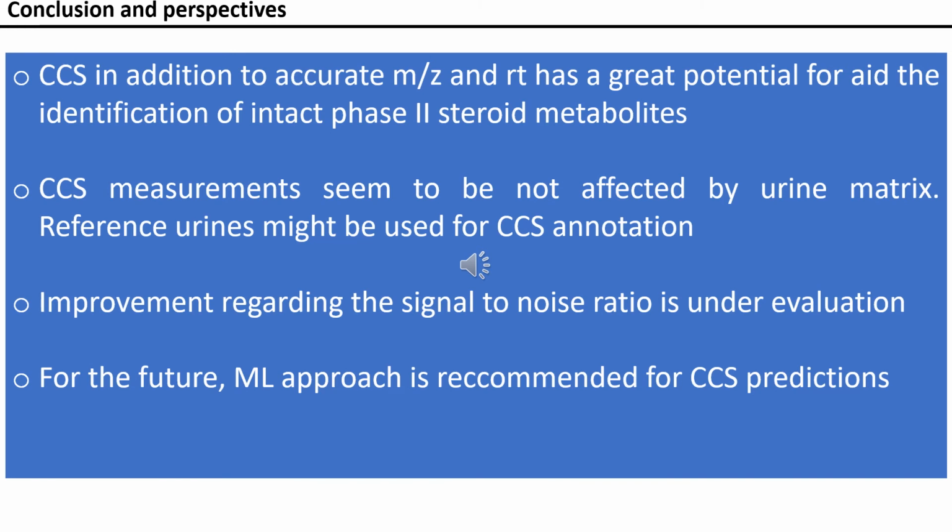As conclusion, these results show that using CCS as a molecular descriptor in addition to accurate mass and retention time has great potential for identifying the intact steroid phase 2 metabolites. The preliminary results show the possibility to use excretion urine samples as a surrogate to determine CCS with reasonable accuracy for those cases when reference material is not commercially available. We are evaluating at this moment the supposed benefit of ion mobility in the sensitivity parameter. For target analysis and analytical workflow, applying machine learning approach for CCS prediction will be quite helpful in the future.